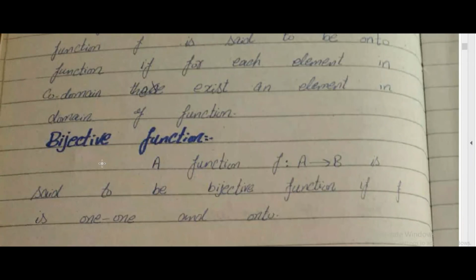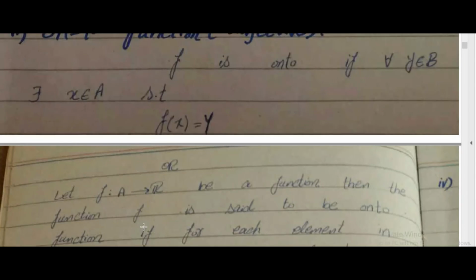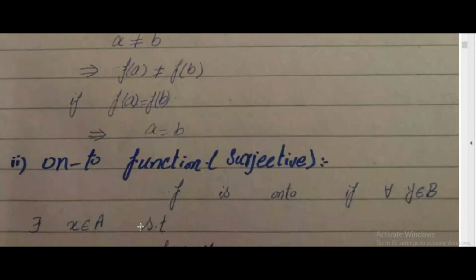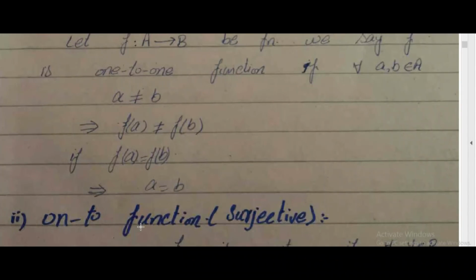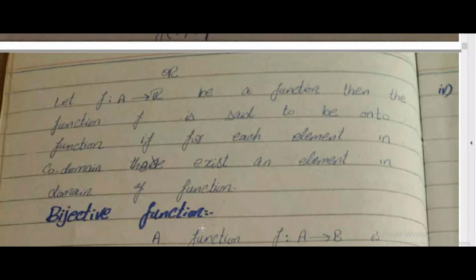Okay, then we have the definition of a bijective function. A function f is said to be a bijective function if f is one-one and onto. Clear? If a function satisfies the properties of both a one-one function and an onto function, or in other words if a function is injective and surjective at the same time, then this function is called a bijective function.